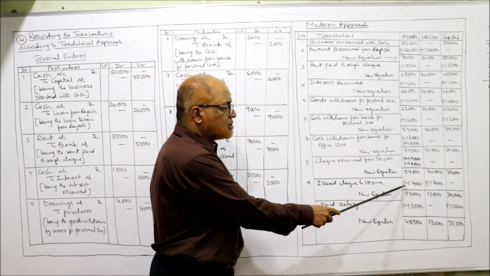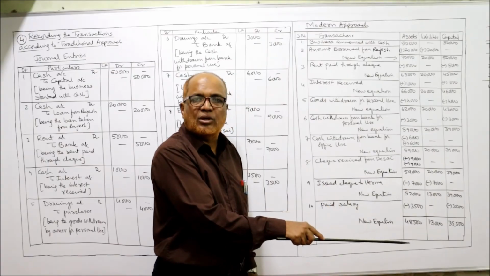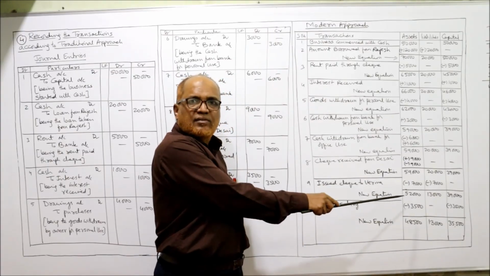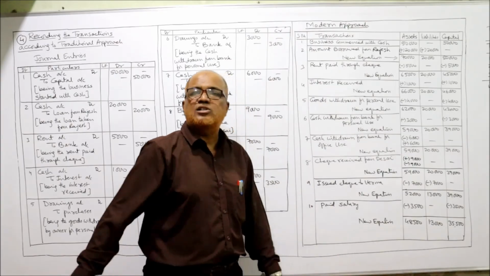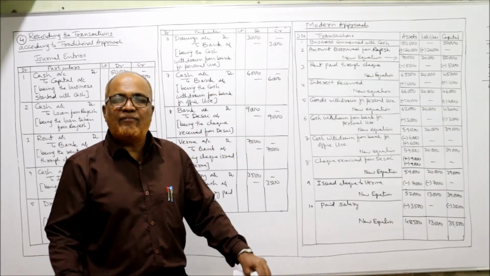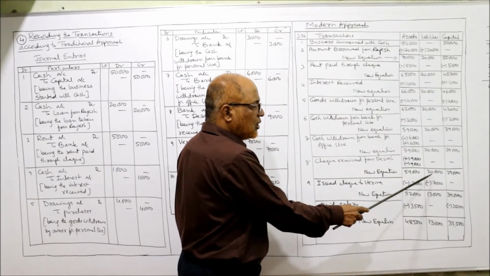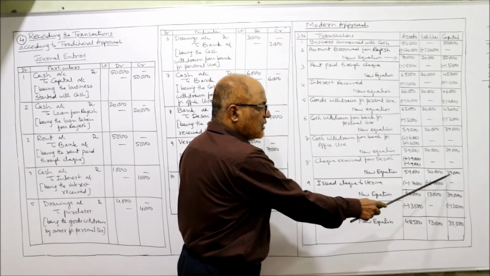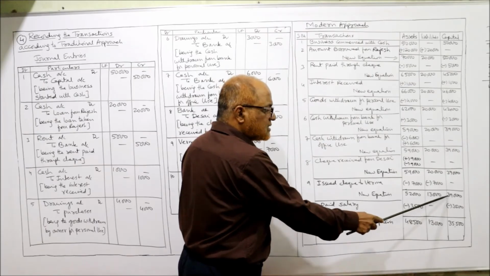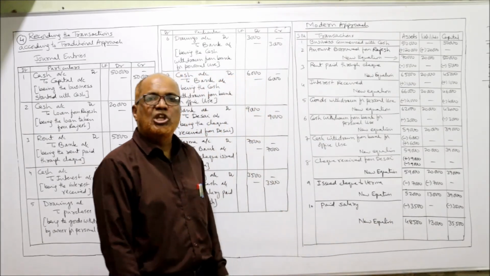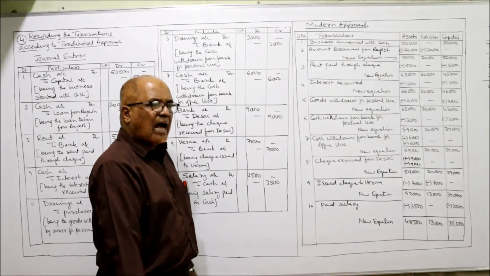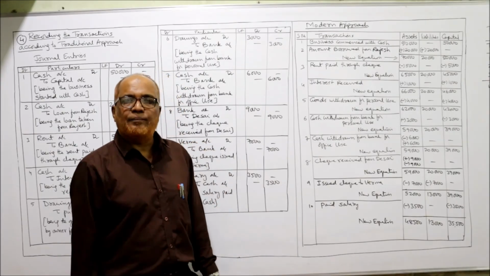So minus 7,000 asset. Our bank balance will decrease by 7,000. And liability will also decrease by 7,000. No effect on capital. So 59 minus 7, 52,000. 20 minus 7, 13,000. 39. Now you add up 13 plus 39, you will get 52,000. New equation.